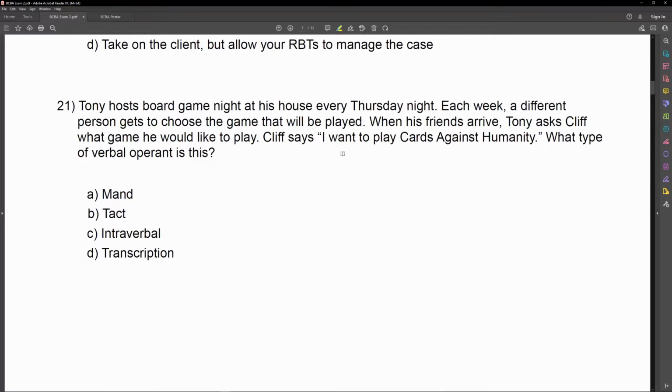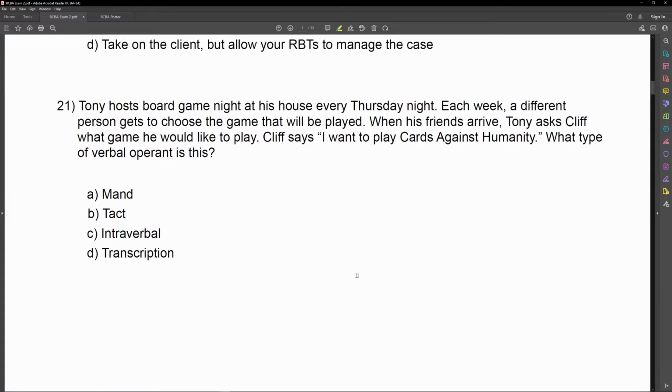All right, the BCBA exam requires you to know a few things about verbal operants. You need to know what evokes them and what reinforces them. Those are the 2 main things. Okay, that's going to be your giveaway on the exam. In this case, this one's pretty easy considering we know what's going on, right? Tony is having a verbal exchange with Cliff. Tony asks Cliff what game he wants to play. Cliff says, "I want to play Cards Against Humanity." Tony asking Cliff is the verbal SD. Cliff responding is, "I want to play Cards Against Humanity." Okay. And then we assume we play Cards Against Humanity, right? This is a conversational exchange. So what type of verbal operant does this represent?